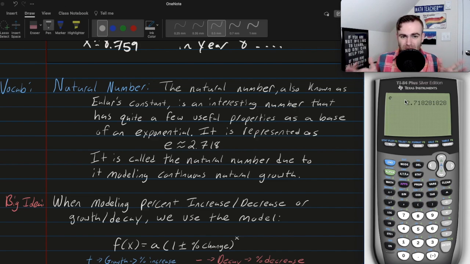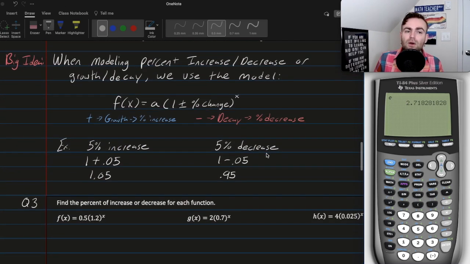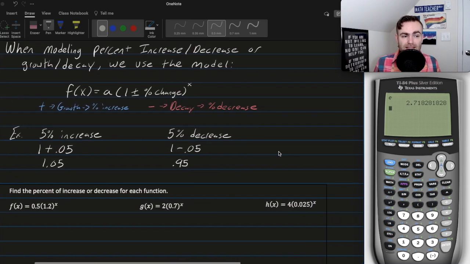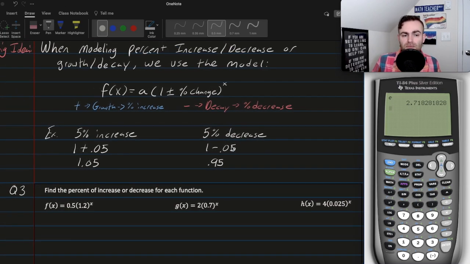That's it for the natural number right now. It really does make some beautiful exponential curves that have some really nice properties, and we'll talk more about that specifically in calculus. But I digress. Let's move on. So when we're modeling, we can model percent increases and decreases to a population or an amount of something, so on and so forth. If it continually grows by a percentage or continually decreases by a percentage each year or each increment, right? So if it's increasing by 5% every time you measure it, then it would be a 5% increase, decreasing by 5%, so on and so forth.